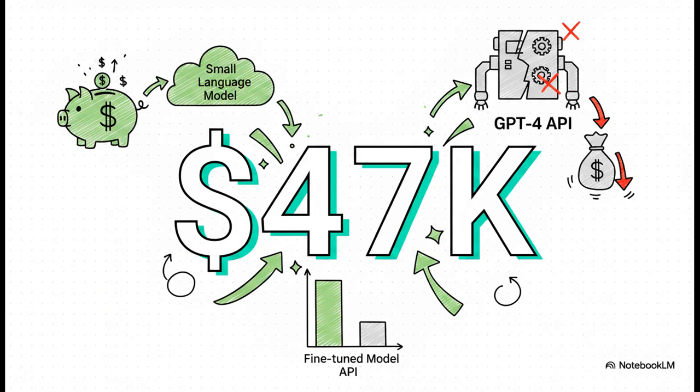$47,000. That is the staggering annual savings that a single, finely tuned small language model can generate compared to routing those exact same tasks through a massive, heavy-duty AI API like GPT-4. So, this isn't just about making your product a little bit better, it's about fundamentally altering your unit economics.